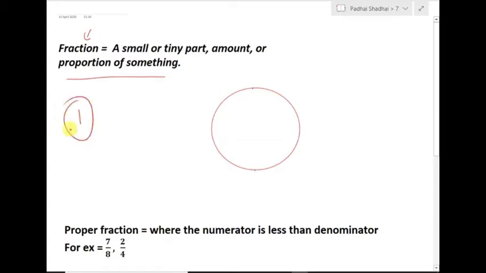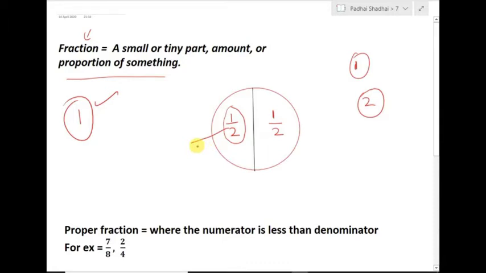Taking an example, we are given one circle, and if I divide this one circle into two parts, see now we have two parts. So what will each part be called? I have divided one object into two parts, so it will be called 1 upon 2, and the other one also will be called 1 upon 2. So this is called proportion, or this is called fraction. Okay, 1 upon 2. Similarly, if you divide different objects into different parts, then each part will be called certain fractions.